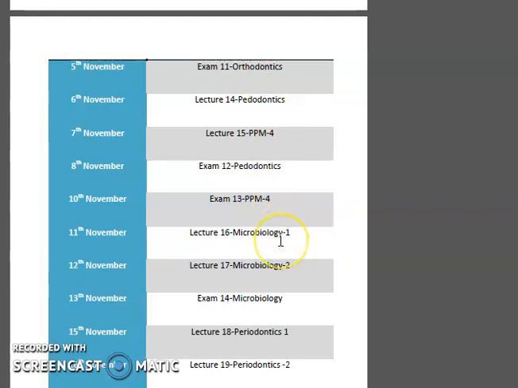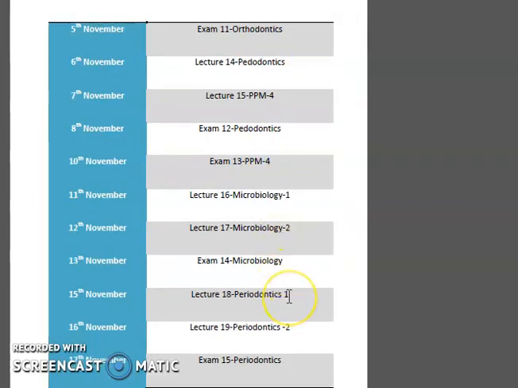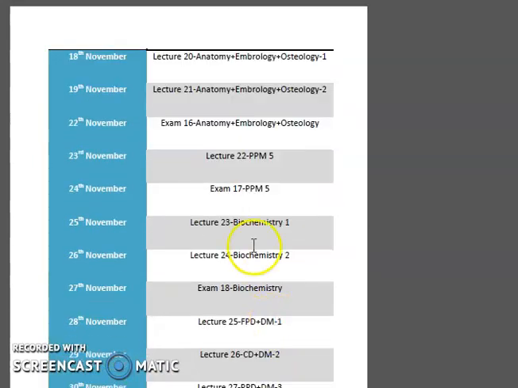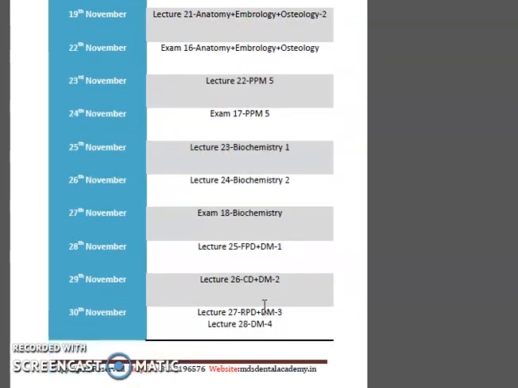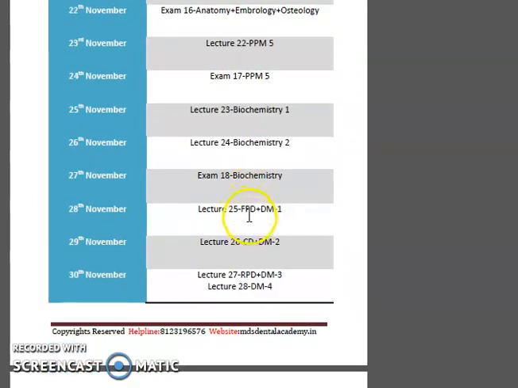Then we have microbiology for 2 days. Then we go for periodontics, where we have given around 3 to 4 days. Then you can see anatomy, embryology and osteology. Then we have PPM5. We have biochemistry in the simplest manner with all the new concepts. Then we have good lectures for your prostho, that's FPD, CD and RPD.